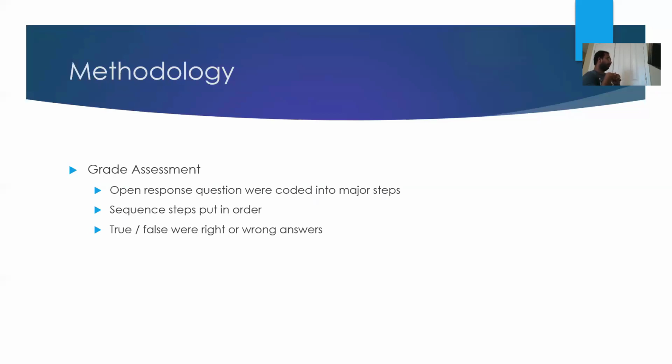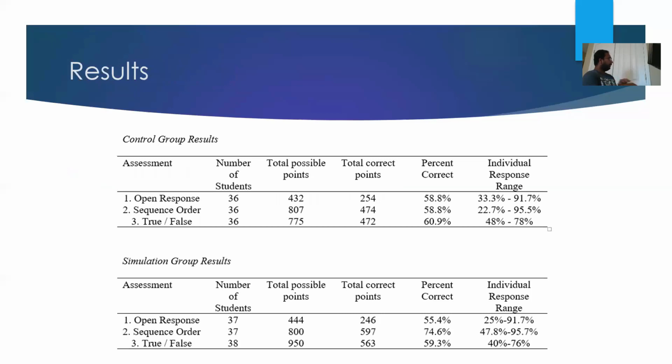So all the responses were coded and given appropriate credit according to their accuracy. The next grading point was a sequential step, and this was pretty easy to grade because these were predetermined steps. So for every step that they got incorrect, a point was taken off. And then true and false were straightforward, which were graded as right or wrong answers. So these are some of the results.